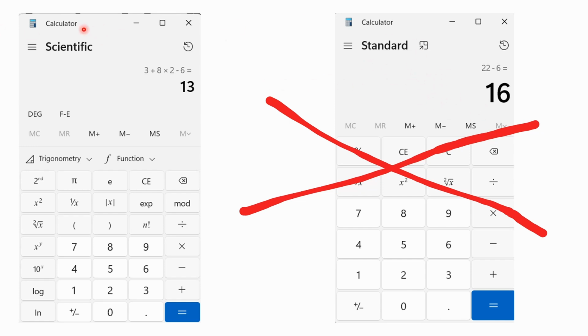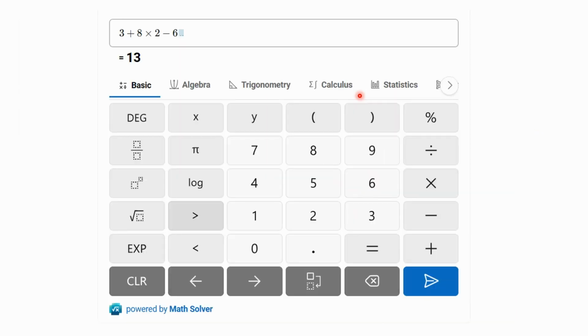So I recommend if you're using a Windows computer, put it into scientific mode. Check what type of calculator you're using. If you're using a cell phone calculator, an Android calculator, I'm sure it's the same on an iPhone as well, those are already set up. They will work in expression mode. You'll get the correct answer of 13. Here's an example of an online calculator. This is powered by Math Solver. And yeah, you can enter the entire expression in, 3 plus 8 times 2 minus 6, and it equals 13.